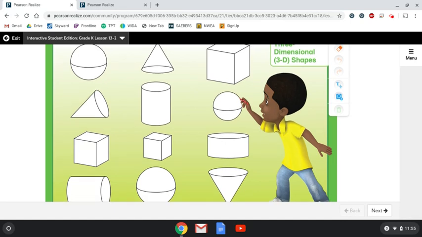All right, now tell your grown-up why you picked those shapes. Did they have flat sides? Did they roll? How do you know it could roll? Go ahead and tell your grown-up that.